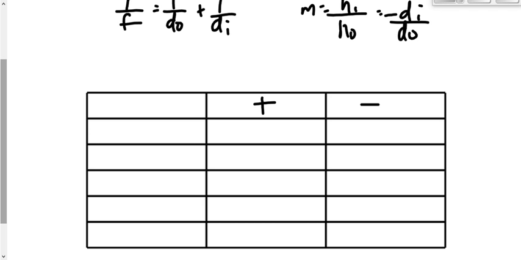You have three variables that go together first, f, do, and di. They're all going to be positive if they are real. If they're real, right? So it's real versus virtual that distinguishes between positive and negative for f, do, and di. Real focal point, real object, real image. By the way, when do we have a real focal point? If the lens or the mirror is converging. Okay, that would be a convex lens or a concave mirror.